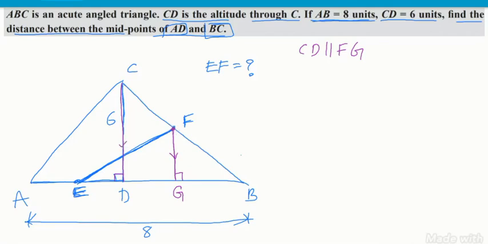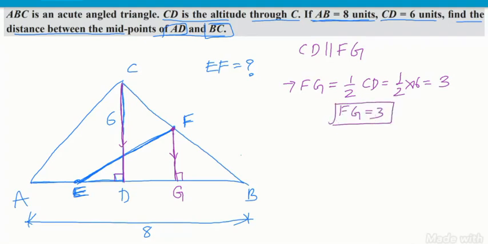So F. By using the midpoint theorem and converse midpoint theorem, we can tell that this FG is half of the CD. So FG is equal to half of CD. Half of 6, CD is 6, so it will give you 3. So FG is 3 units. So I got FG is 3. And by using the converse midpoint theorem, I can tell G is the midpoint of this side, DB.